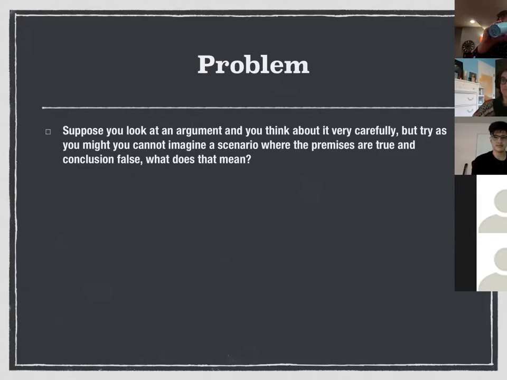No, you have to provide. Wait, I think I mixed myself up on the wording. Sorry. Okay, anyone else? If I can't imagine a scenario where the premises are true and the conclusion is false, does that mean the argument is valid? Essentially, that's the question. Sorry. Go ahead, Maggie. No, I think you go for it.